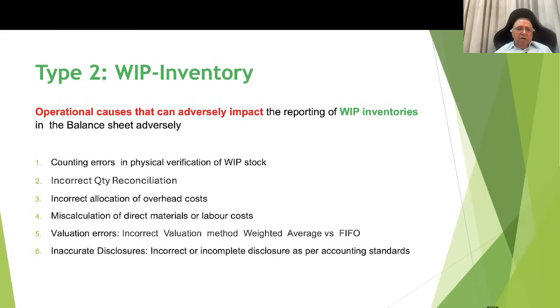Number four, miscalculation of the direct materials or labor costs. Number five, valuation errors, that is incorrect valuation method, weighted average versus first in first out. And number six, inaccurate disclosures, that is incorrect or incomplete disclosures as per the accounting standards.